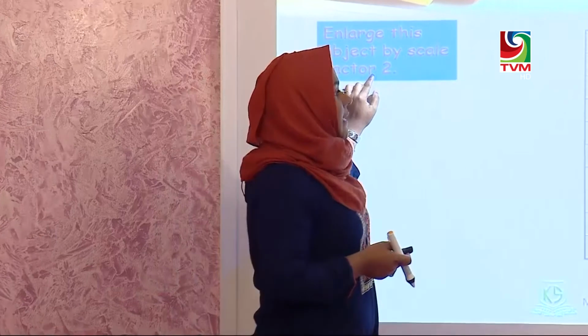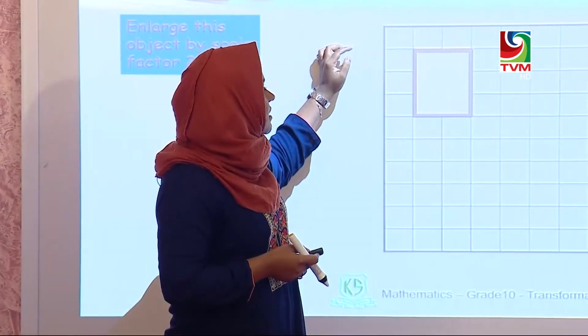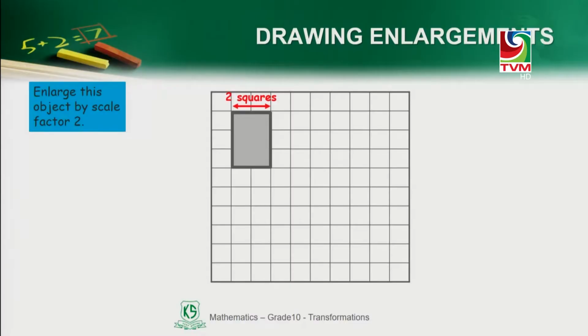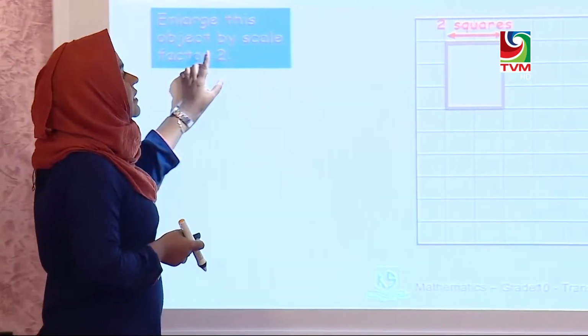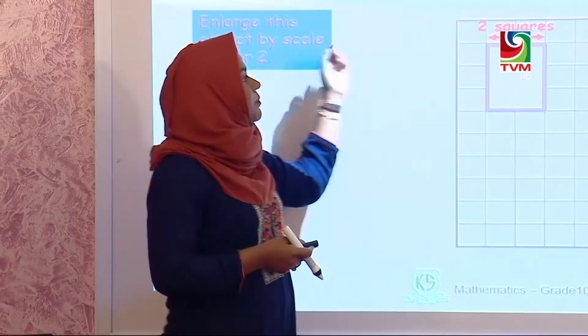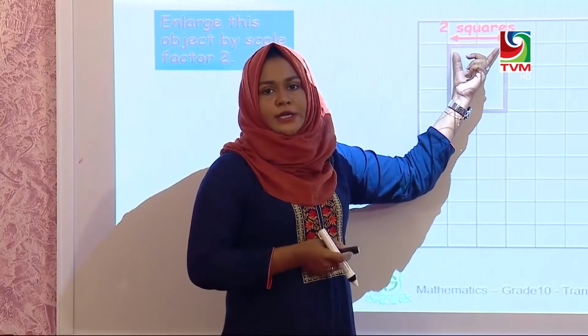How to draw the enlargement is, we identify a side of the object. You can take any side of the object and check the distance of the side. Now if you take the side here, the length of this side is 2 squares. Now what is the scale factor? Scale factor is 2. So we are going to enlarge this side twice.